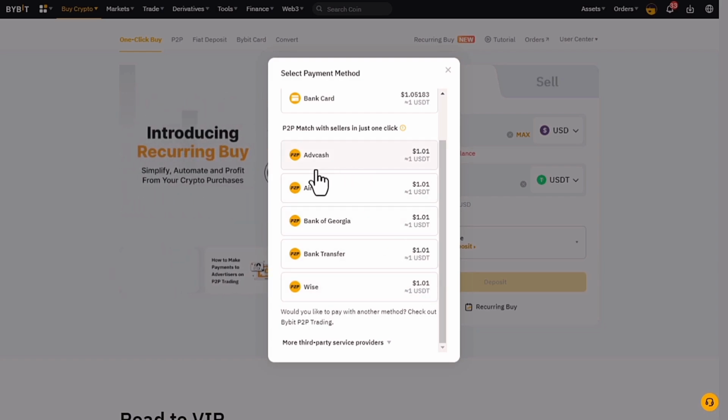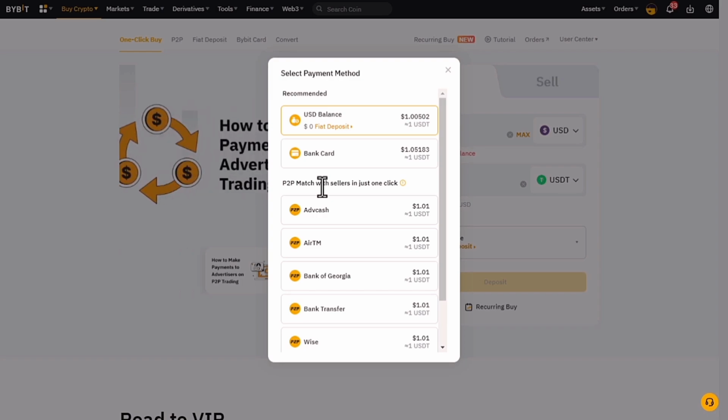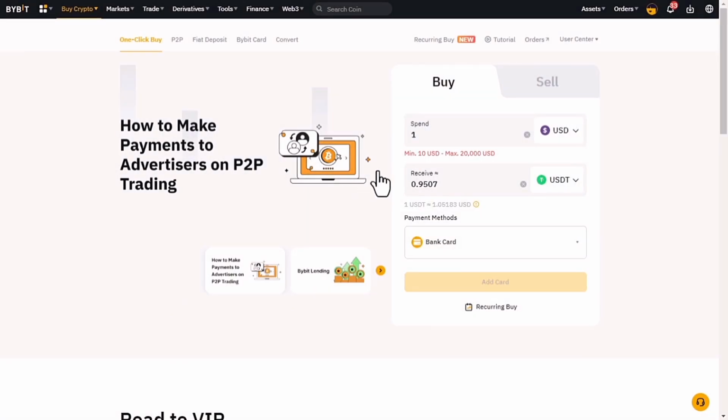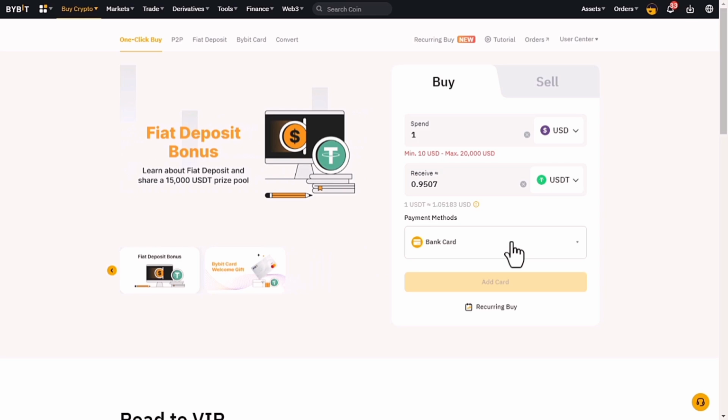So you can just go to bank card, and then by bank card you can just do like the previous procedure and transfer your money. But in this case, instead of your money coming to the platform and showing you, okay, you have $100, if you want to buy USDT, you will have 100 USDT, or you're going to have the equivalent of whatever coin you want to buy.